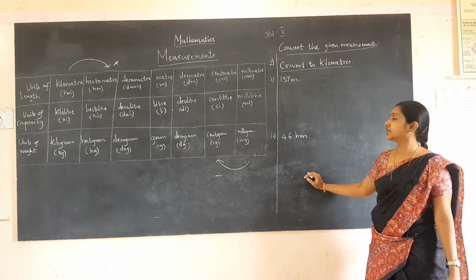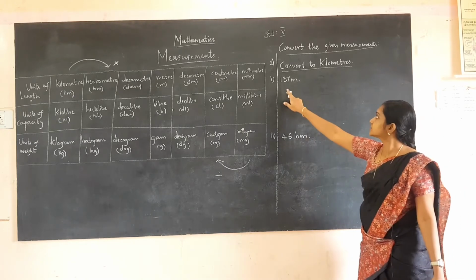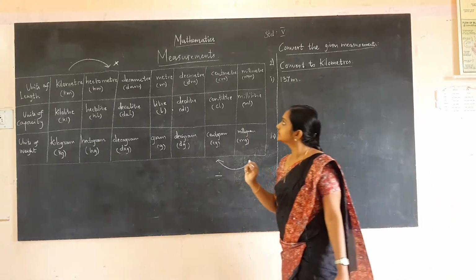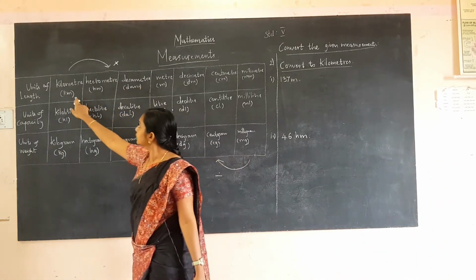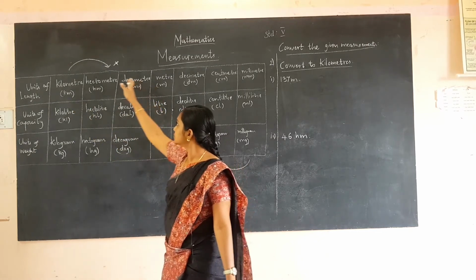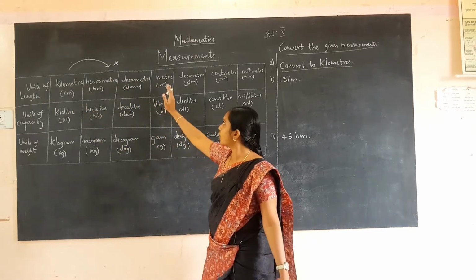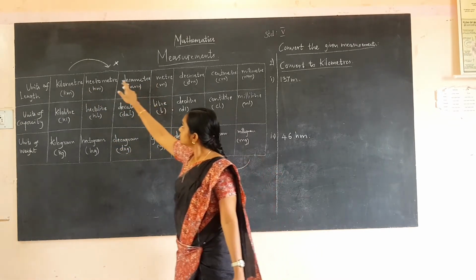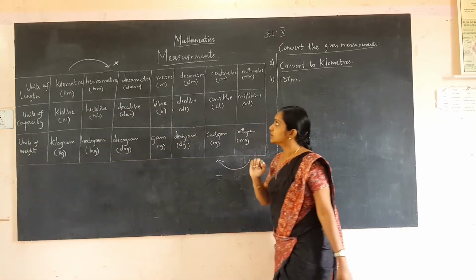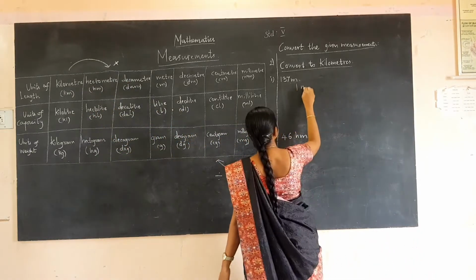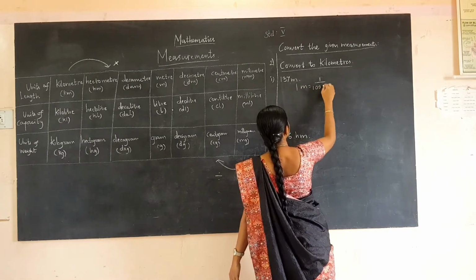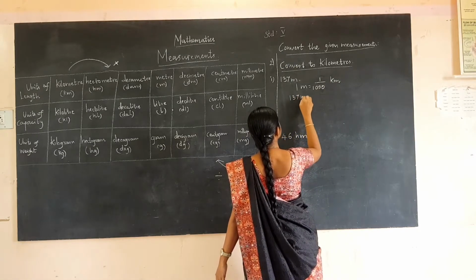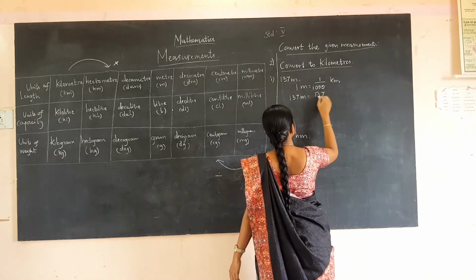Next we are going to convert the given measurements to kilometer. The first one is 137 meter. We are going to convert meter to kilometer. We are converting from smaller to larger. So we have to divide. Count how many places? 1, 2 and 3. So 3 zeros. So 1 meter equal to 1 divided by 1000 kilometer. Then for 137 meter we have to divide 137 by 1000.